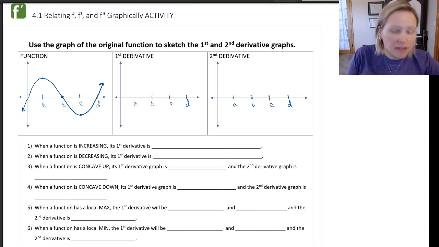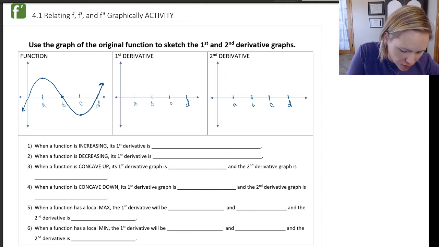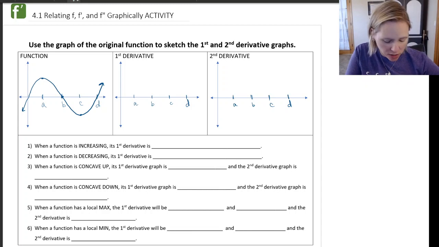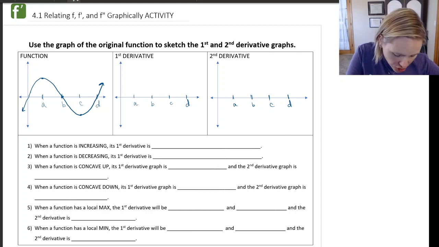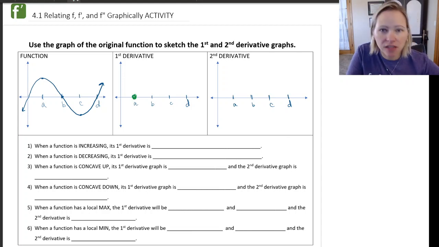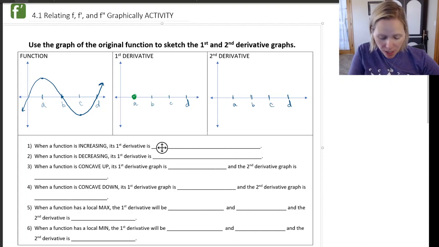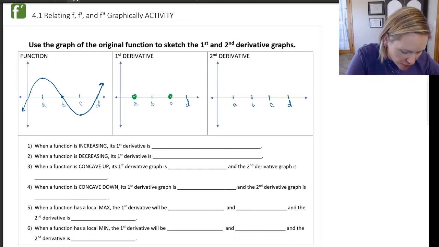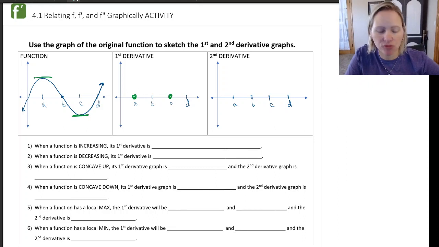So hopefully your paper, as you sketch this and graph this, as you draw the first derivative, it should look a little something like this. Now, a couple of key points here where I have horizontal tangents on my original function, so that's going to be here at point A. I should have at my first derivative a 0 there. Same thing should happen at point C because this is where my function has these horizontal tangents. So I'm going to put those zeros in for my derivative.